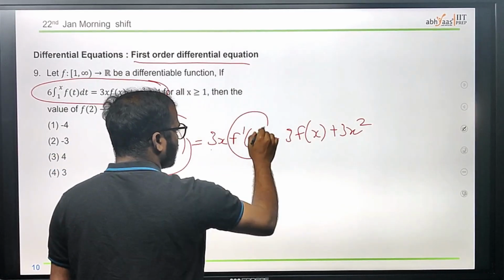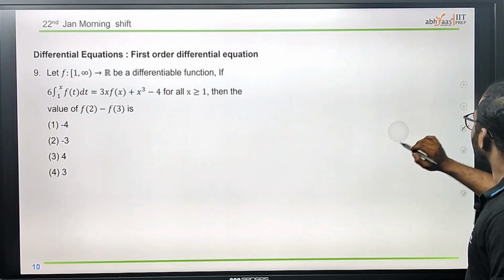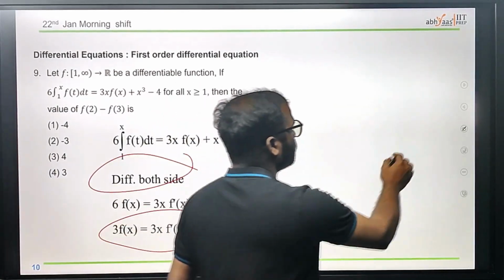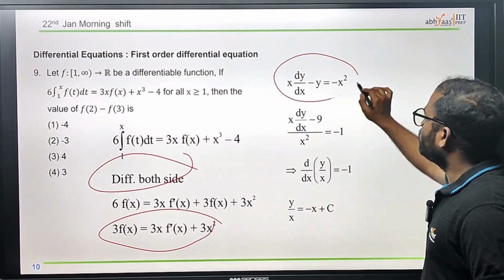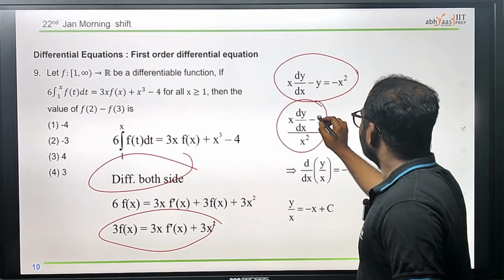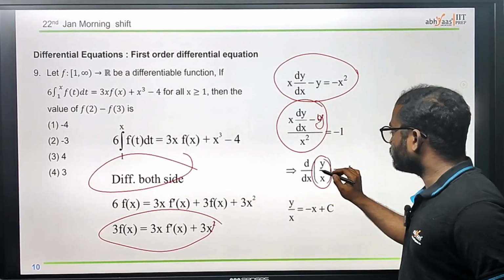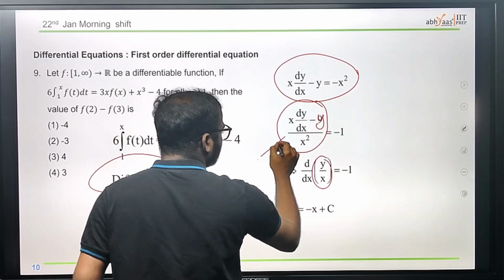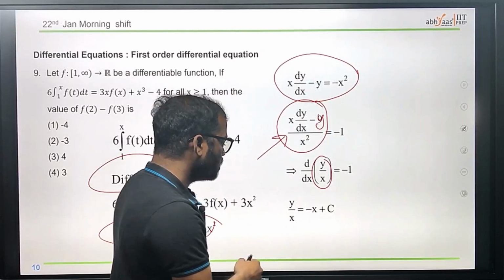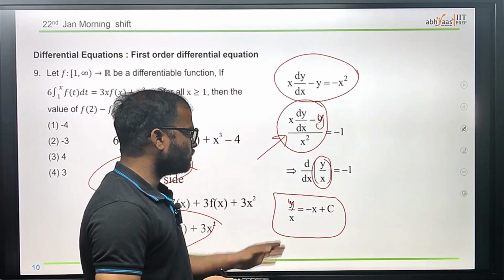If you observe, we got f dash of x, and if we calculate this one, we will get the differential form, which is this one. Just differentiate both sides up to this. Now, taking x square to this side, we will get this type of situation. This is the uv form, dy by dx of y by x. If you differentiate that, you will get this differential equation. Therefore, just integrate on both sides, and we will get the solution of this differential equation, which is y by x is equal to minus x plus c.